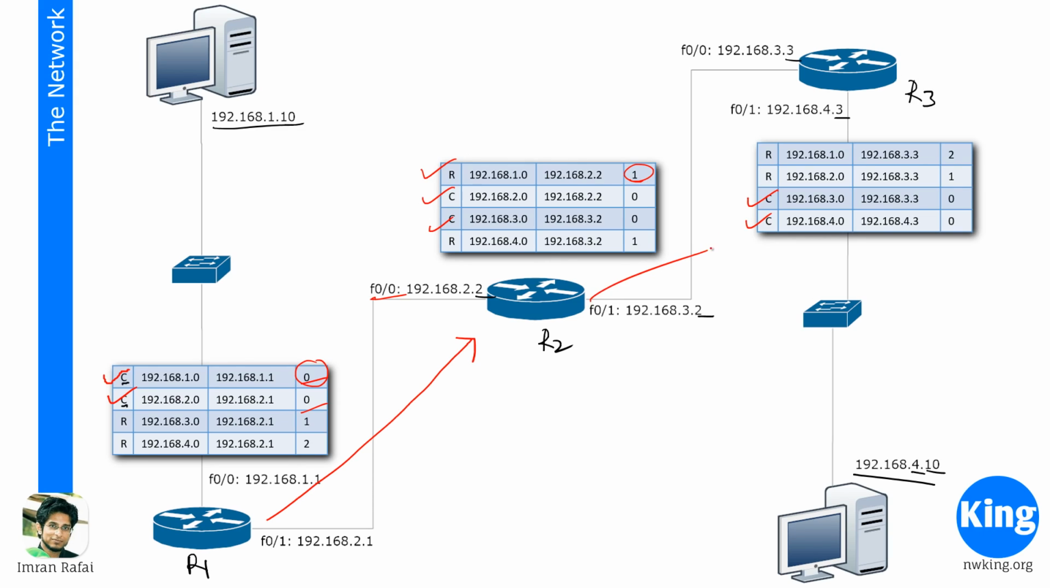Similarly, when this device sends that same 192.168.1.0 to router 3, router 3 puts the same network 192.168.1.0 as accessible through 3.3, or the F0/0 interface, with a hop count of 2. That's how routing updates work.